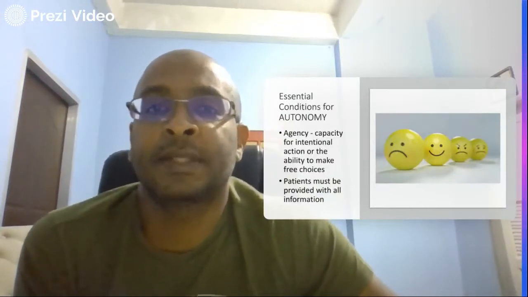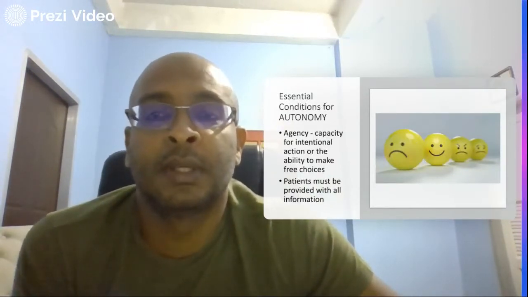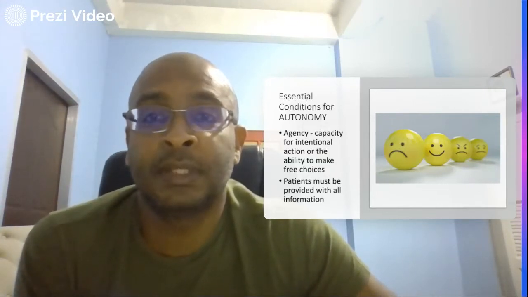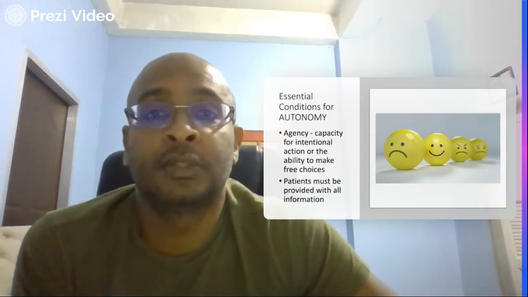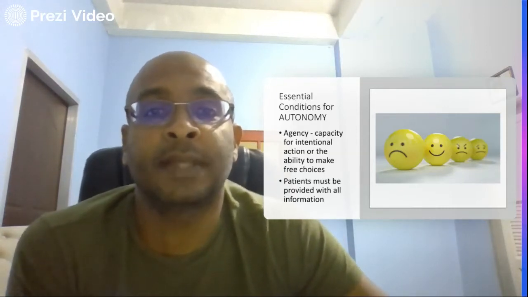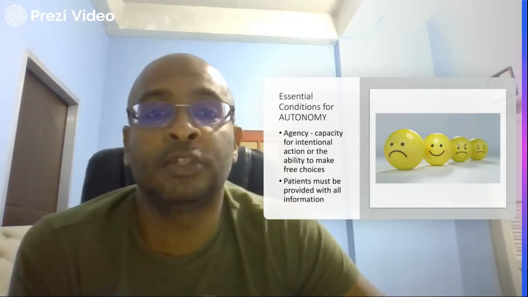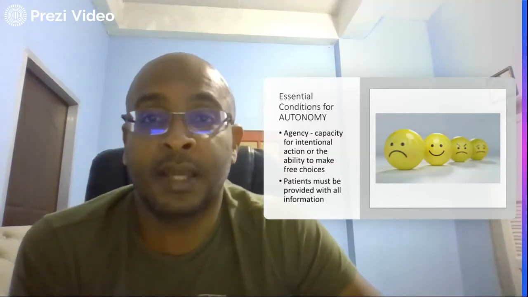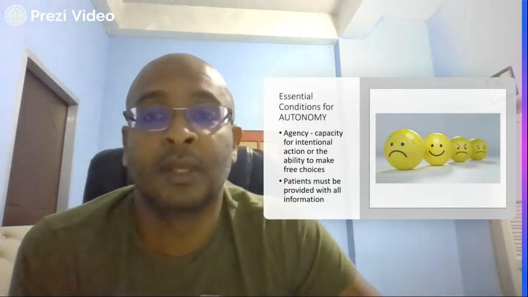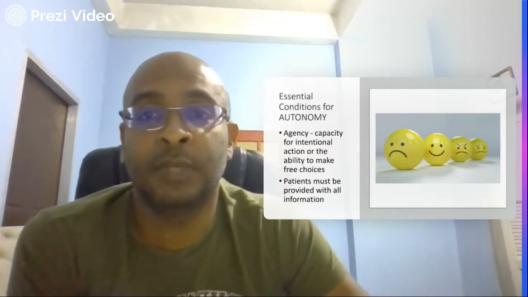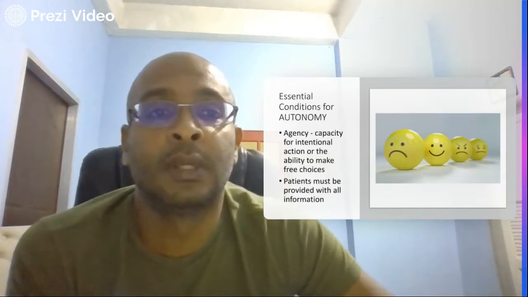So, before a patient exercises his or her autonomy, there must be one or two essential conditions that must exist prior to that exertion. The first condition must be that the patient must have what we call agency. And agency is defined as the capacity for intentional action or the ability to make free choices. So obviously, if a patient is unconscious, then they can't exercise that agency. They don't have agency. So in that instance, medical professionals are allowed to make decisions for the patient. We'll see that later on in the lecture.